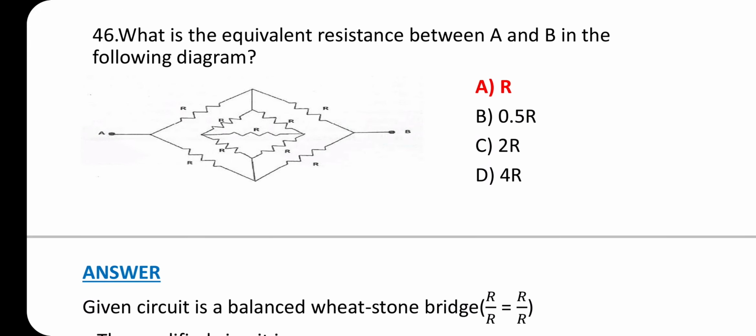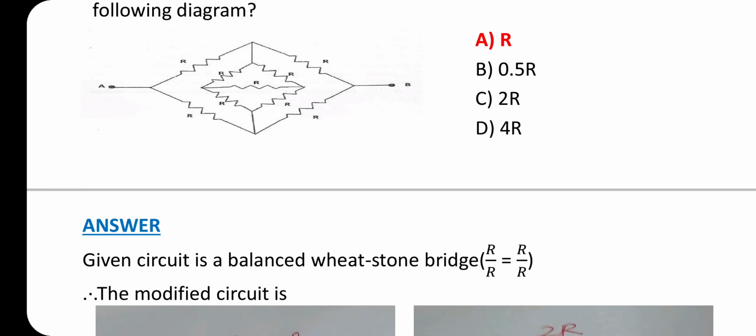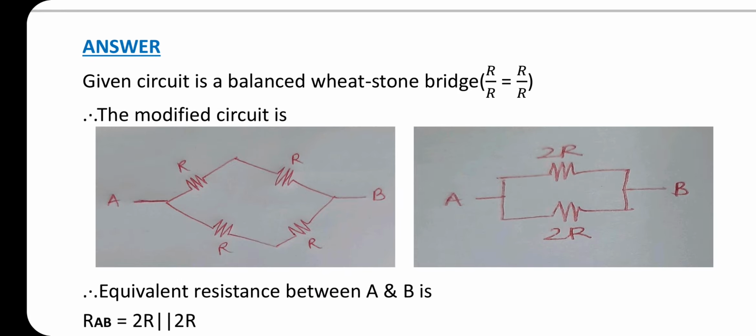What is the equivalent resistance between A and B in the following diagram? Answer is option A, R. The given circuit is a balanced Wheatstone bridge, that is R by R equal to R by R. Hence there is no current passing through that inner bridge network. So neglect that part. Therefore the modified circuit is like this.